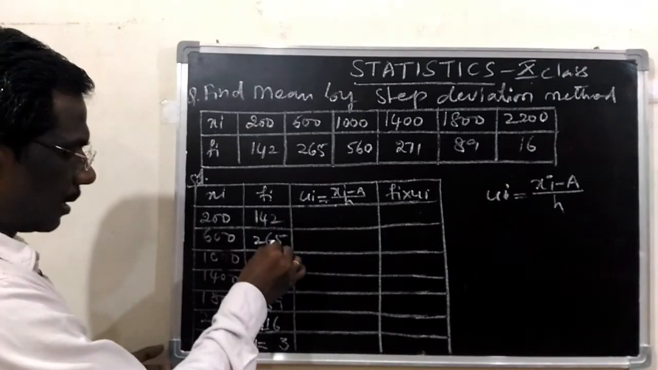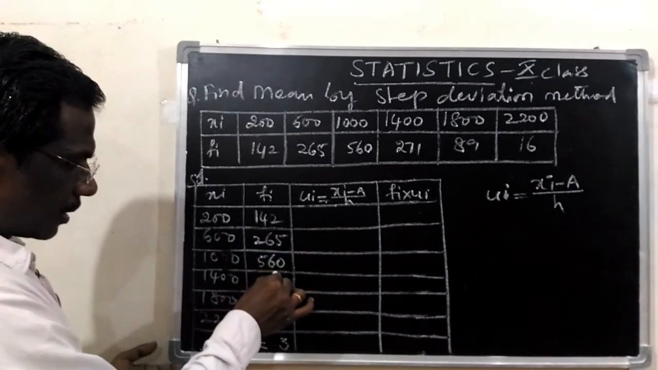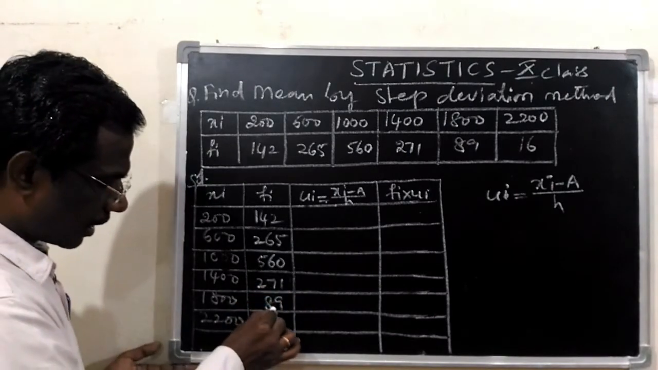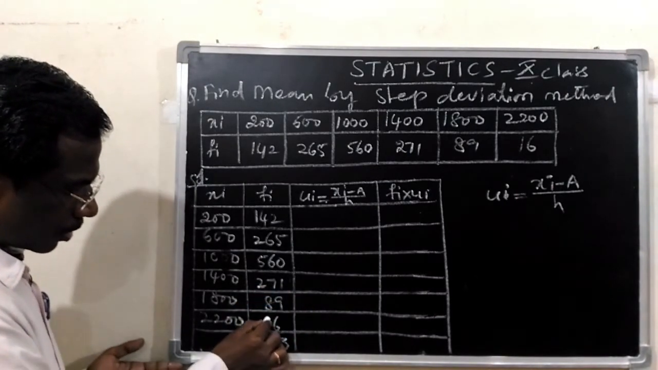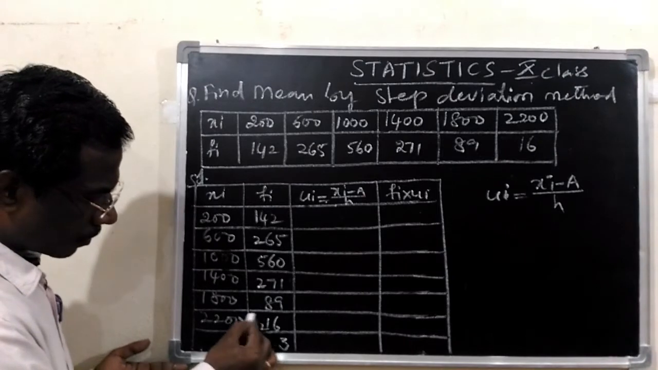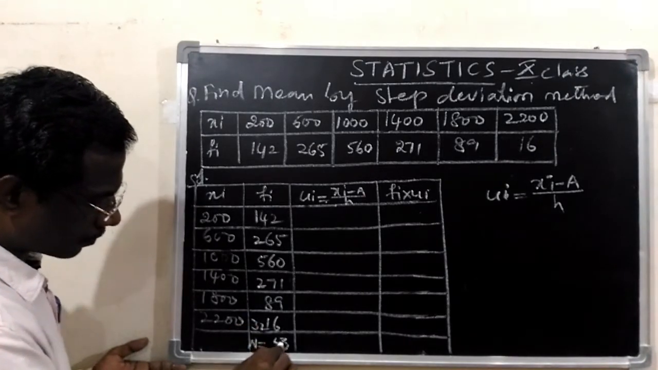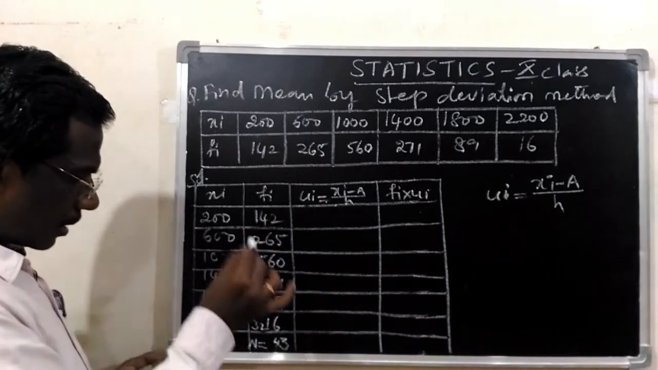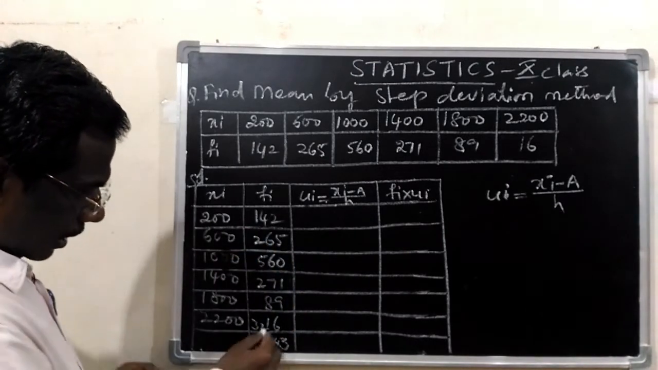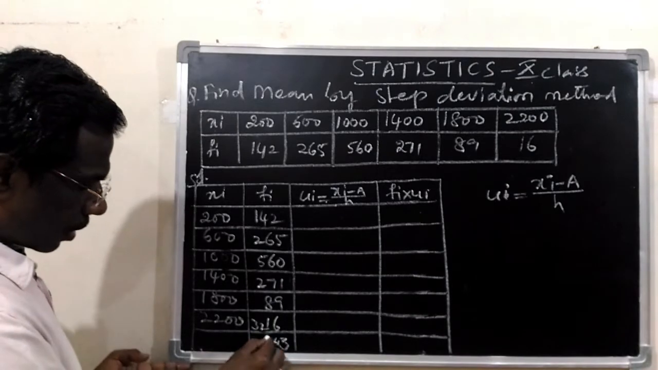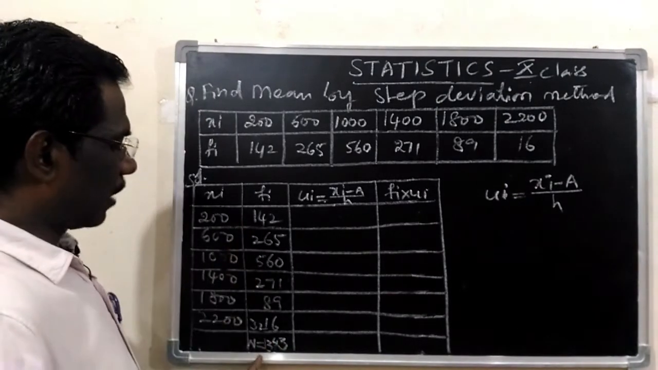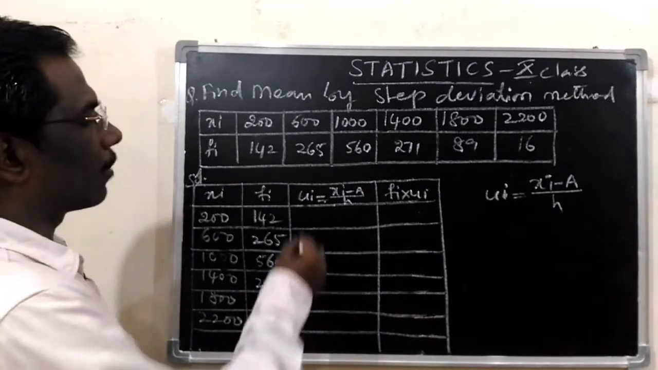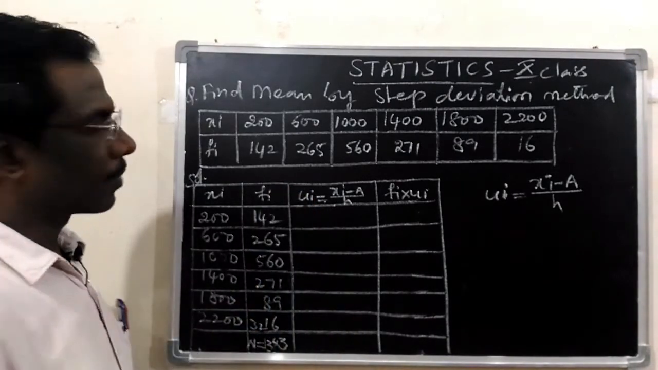4 plus 6 is 10, 10 plus 6 is 16, 16 plus 4 is 20, 20 plus 3 is 23, 23 plus 8 is 31, 31 plus 1 is 32, and 32 plus 2 is 34. Now the frequencies: 1 plus 2 is 3, 3 plus 5 is 8, 8 plus 2 is 10, 10 plus 3 is 13. The sum of frequencies is 13. Next we have to find ui.